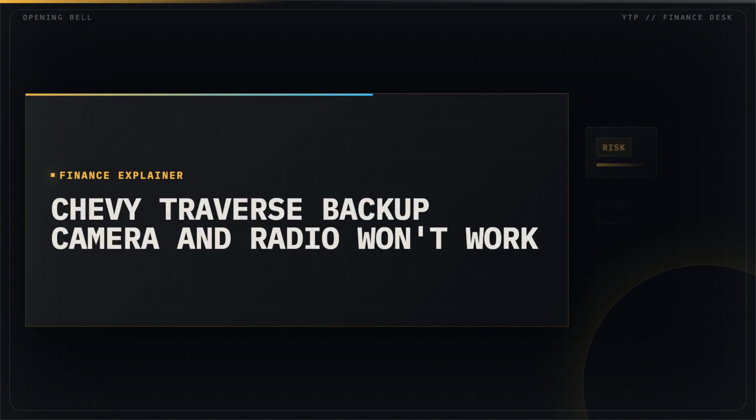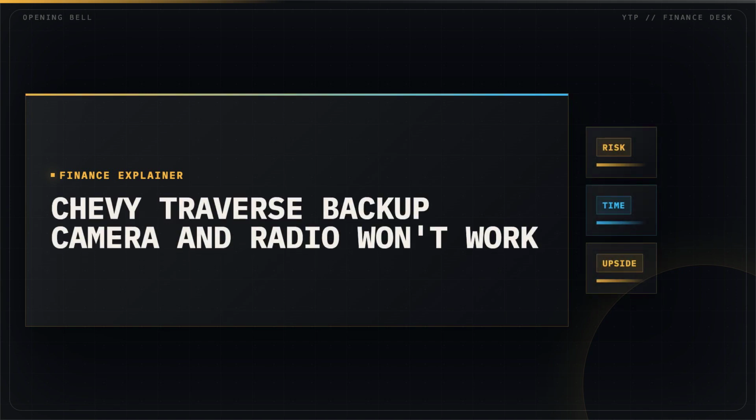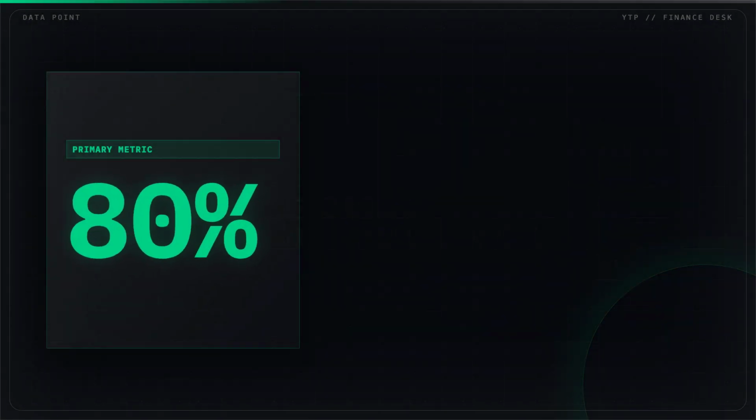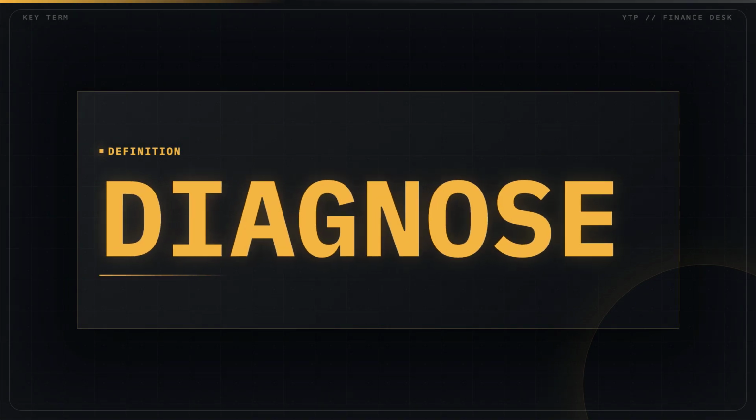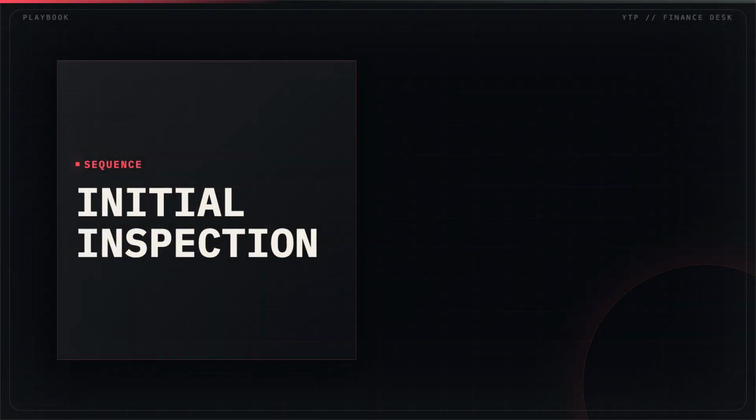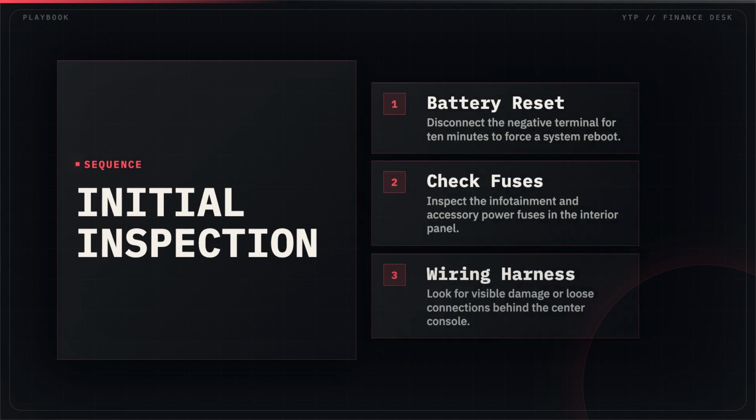If your Chevy Traverse backup camera and radio are both acting up, you are likely dealing with a shared electrical link. Statistically, 80% of these black screen issues are caused by simple electrical faults rather than a failed head unit. Let us walk through the diagnostic steps to isolate the problem. Start by performing a hard reset, then check your fuse box for any blown circuits that protect the infotainment system.